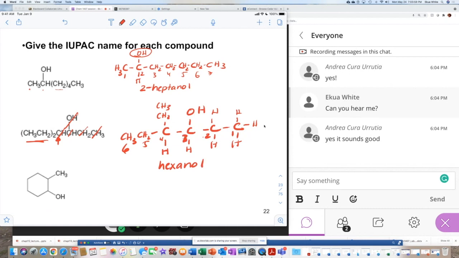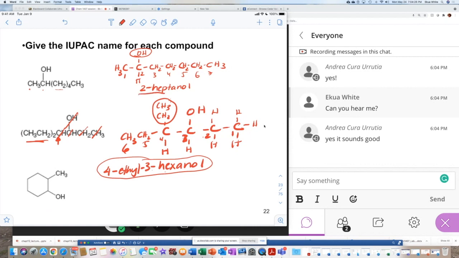But on carbon 3, I have my alcohol, so 3-hexanol. And then on carbon 4, I have my ethyl group. So 4-ethyl-3-hexanol. Okay, I'm going over this part a little faster because we've been doing this for a while, right? The part that's new is just the all part, bringing in the all.